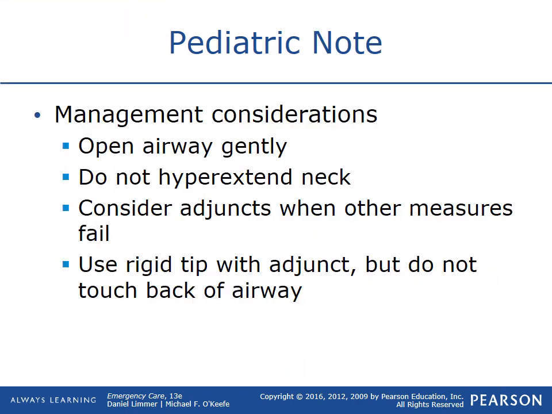So, what do we do for kids? Well, open the airway gently. Don't hyperextend the neck, because too far back or too far forward could actually kink that small little trachea. Consider adjuncts when other measures fail. Use a rigid tip with the adjunct, but do not touch the back of the airway.